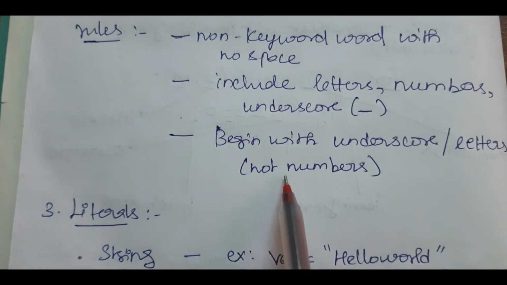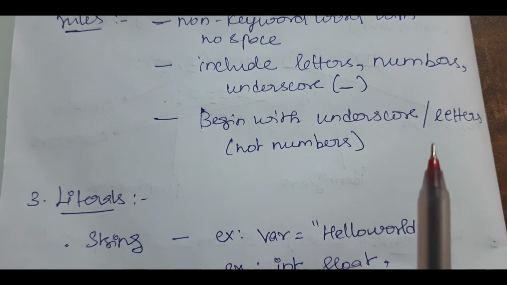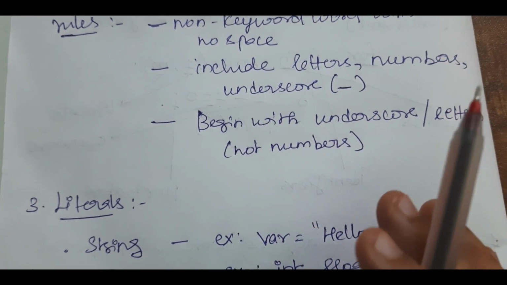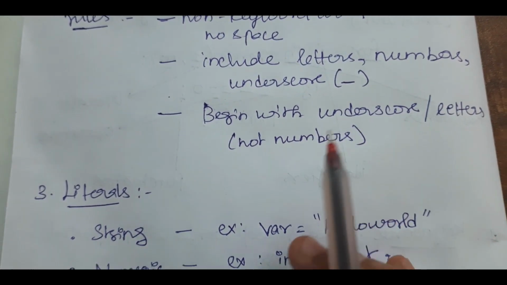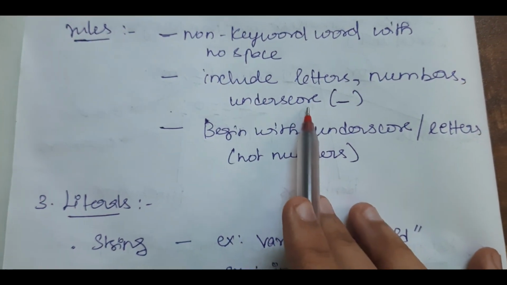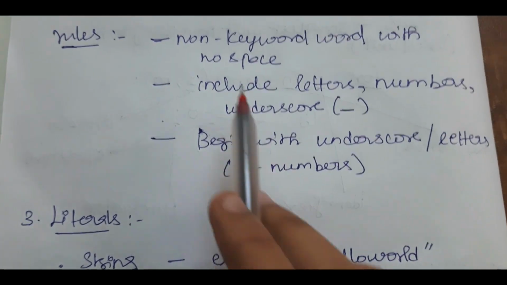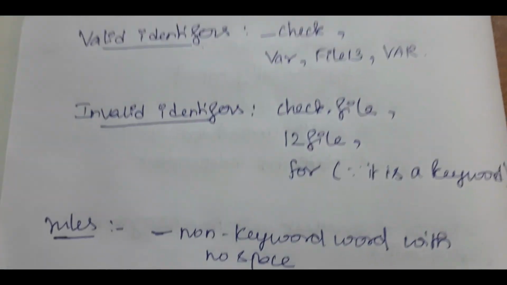So the rules for a valid identifier: it should not be a keyword. Variable names must be non-keywords with no spaces in between them, and must be made up of only letters, numbers, and underscore. And it should begin with only an underscore or a letter and not with a number. So now let's see a few examples of valid and invalid identifiers.